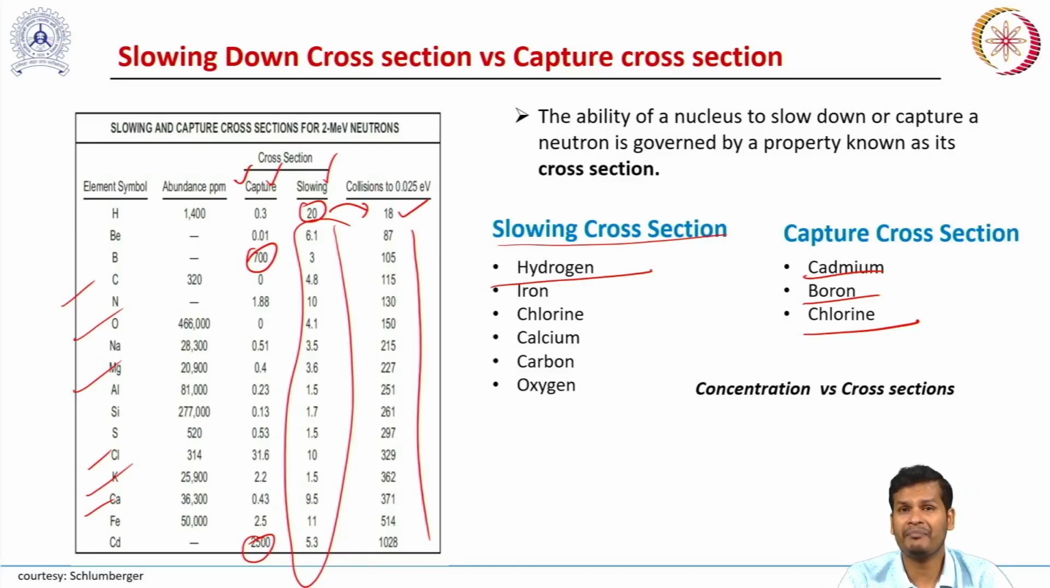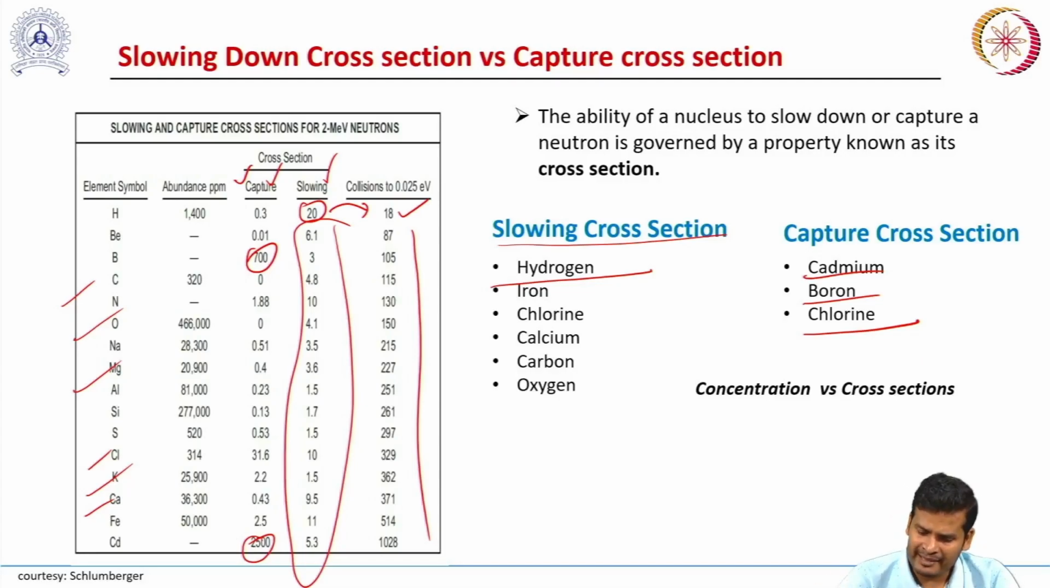So we have to keep in mind which type of detector we are using, whether we are going to detect the thermal neutron, the capture gamma ray, or the epithermal neutron. Accordingly, all these will be affected by the type of element present inside the formation, its slowing cross section as well as the capture cross section.